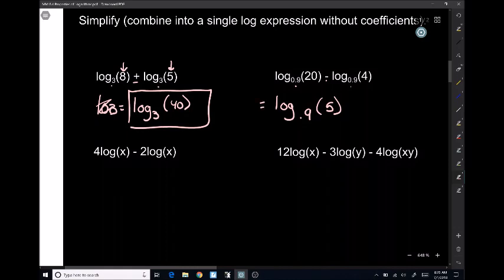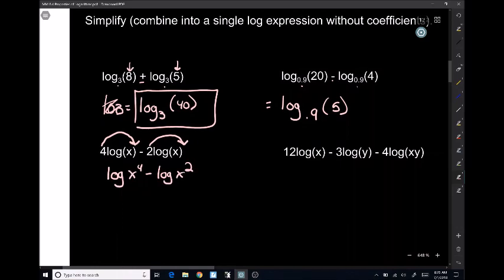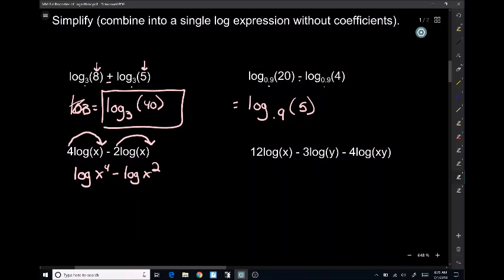That's the goal. This one has coefficients, so I can use this property of logs and pull this up as a power and pull this up as a power. So it becomes the log of x to the 4th minus the log of x squared. Now, subtraction becomes division, so it's log of x to the 4th divided by x squared, which is log of x squared.